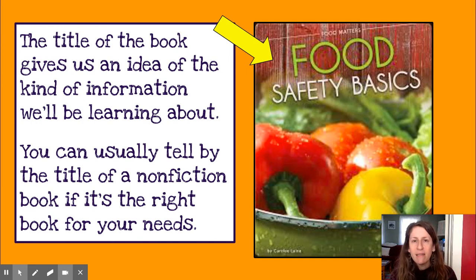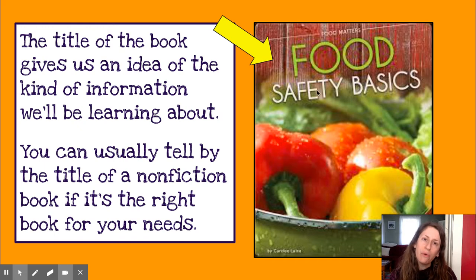Hi, everybody. Today we're going to continue talking about nonfiction text features. Today, specifically, we're going to talk about the title and the way a book is organized into chapter titles and headings. Okay, so looking at this book here, we can see the title up front.